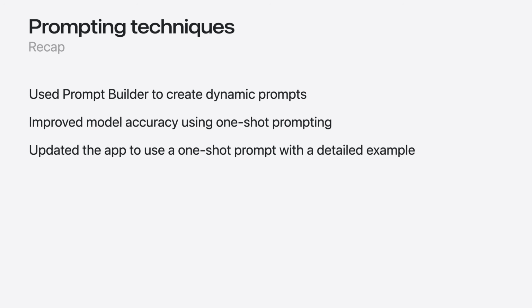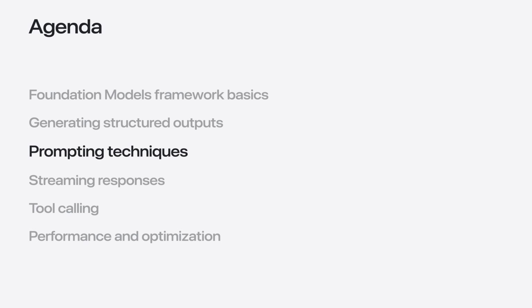The model also uses the provided example for the desired tone of voice, ensuring that the generated text aligns with the tone you want to set for the app. While the difference in output may not always be dramatic, it's an important way to significantly improve the quality of your generated content. And that wraps up our section on prompting techniques.